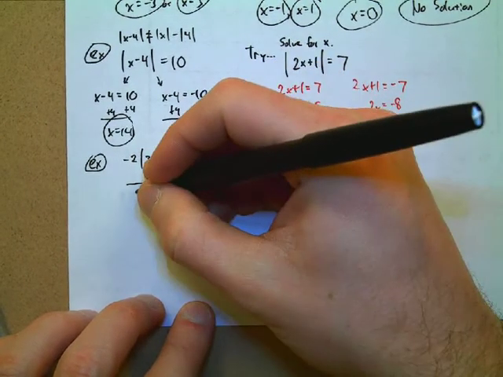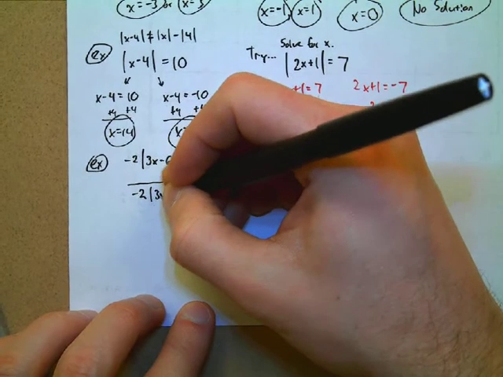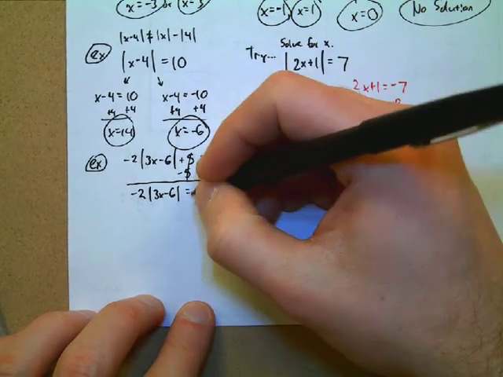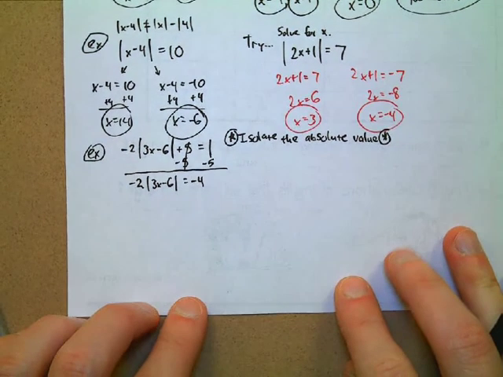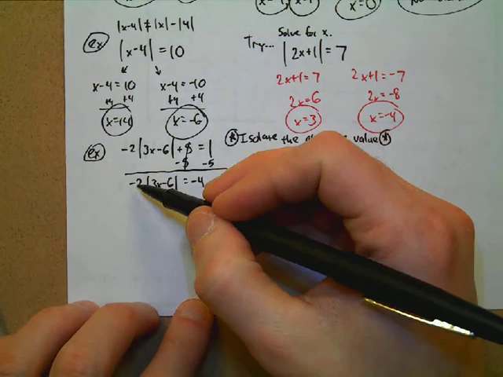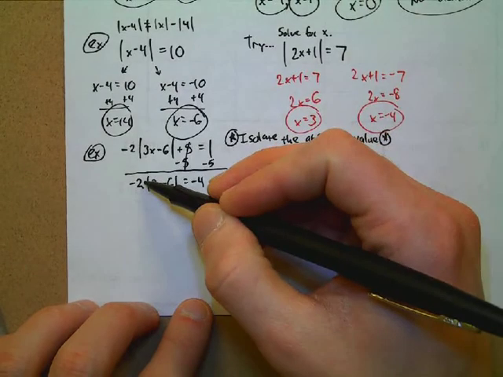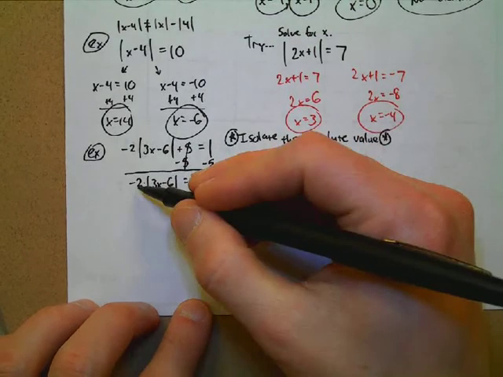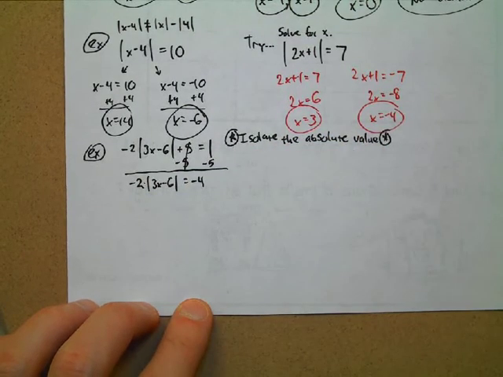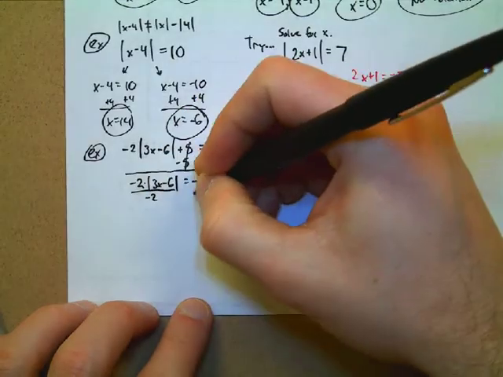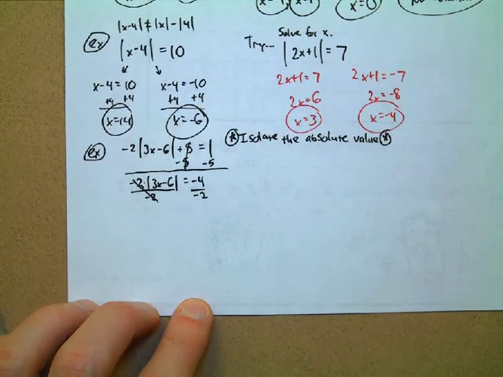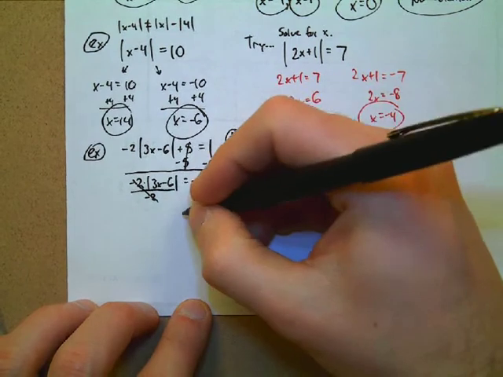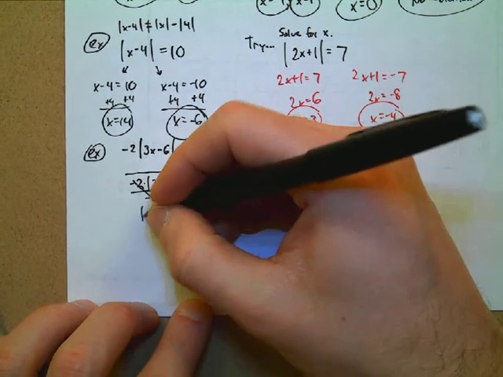So we have negative 2 times the absolute value of 3x minus 6, and then 1 minus 5 is negative 4. And again, remember, when the negative 2 is written next to the absolute value, that means multiplication. We could distribute it, or how can we get rid of that negative 2? To undo multiplication, we do what? Division, right? You have to divide everything by negative 2. So the negative 2's will cancel over there. Negative 4 divided by negative 2 is 2, right? And then I have the absolute value of 3x minus 6.